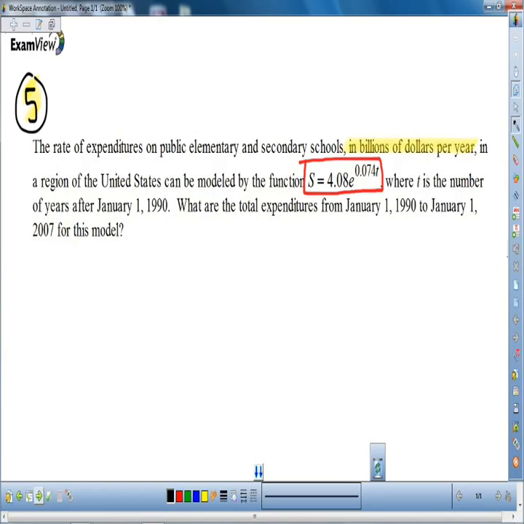For number 5, we're going to find the total expenditure from January 1, 1990 to January 1 of 2007 if we're given the equation as equals 4.08 e to the 0.074 t, and this is billions of dollars per year. So to get the dollars, we're going to have to find the antiderivative. If we let t equals 0 be 1990, then t equals 17 is going to be 2007.